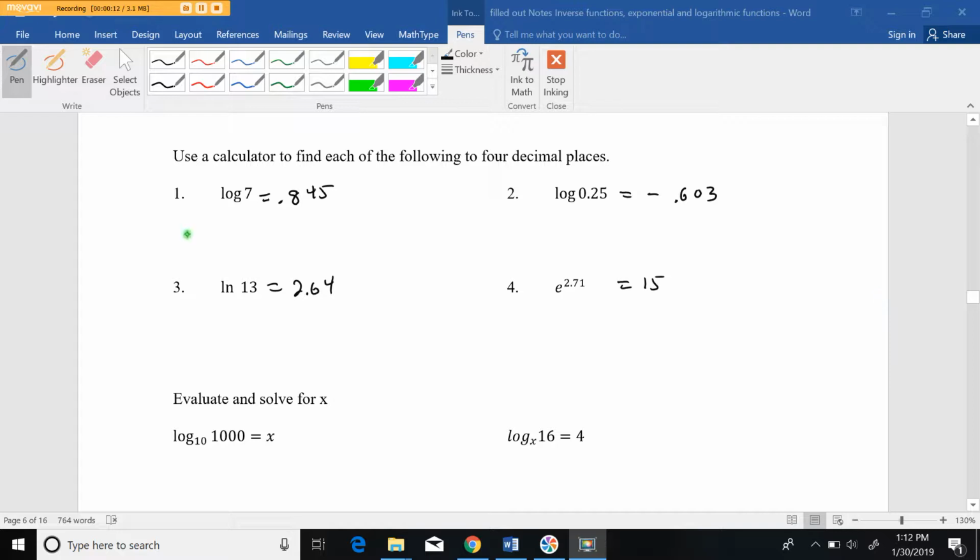So this is where we left off, calculating values for these. I found my calculator. I went ahead and already filled these out. You can go ahead and grab these. And again, just take your calculator, hit log 7 equals, you'll get this. Hit natural log 13 equals, you'll get this, and so forth.